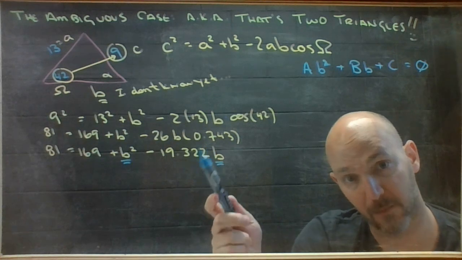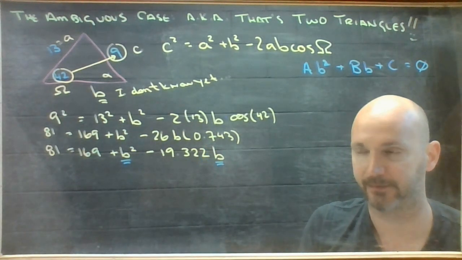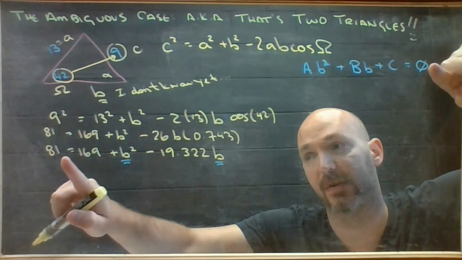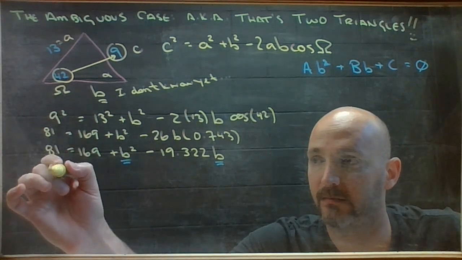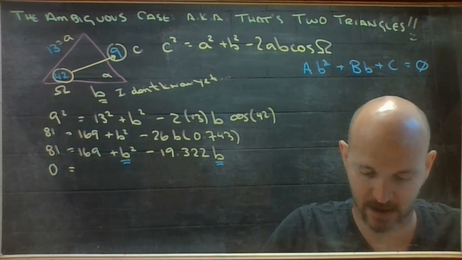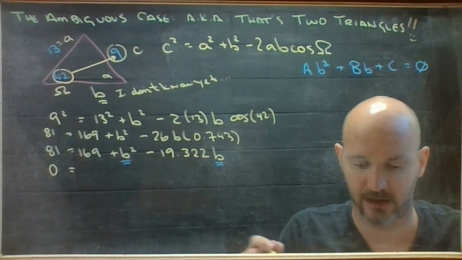So I got to bend this a little bit. So first off, there shouldn't be anything on this side of the equal sign. So I'm going to have to subtract 81 from both sides. Now 169 minus 81 gives me 88.